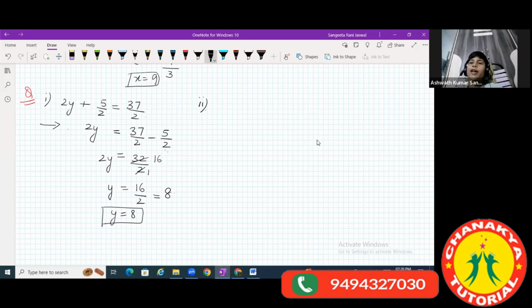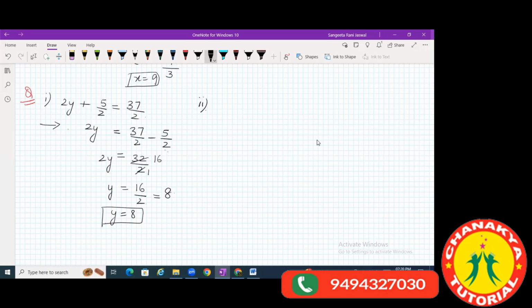Ma'am, it will be 2y equals 16, y equals 16 by 2. Wait, he is getting confused. Are you understanding this? This is 16. So 2y: the 2 will become divide when it goes on the other side. 16 will be divided by 2. So that's how you get 8.